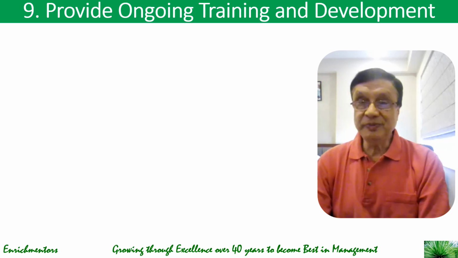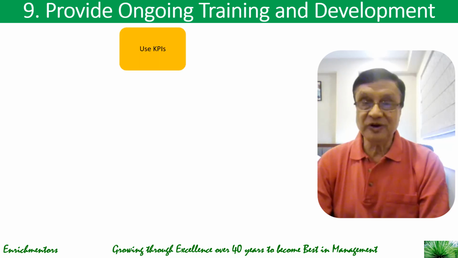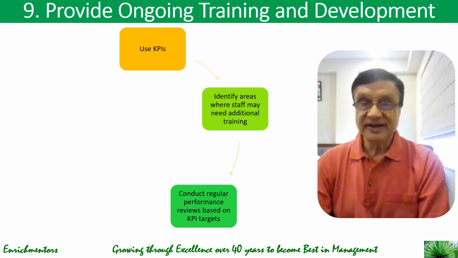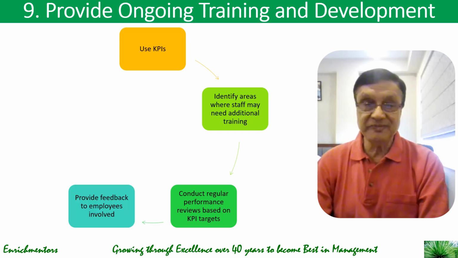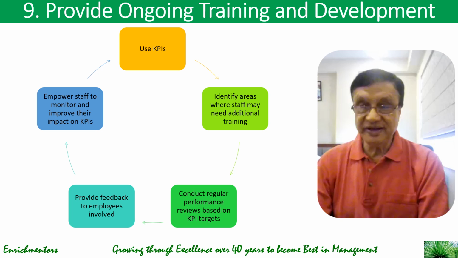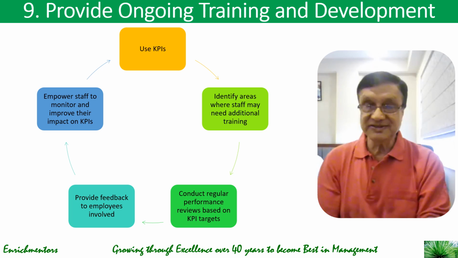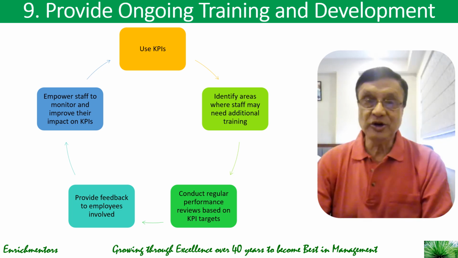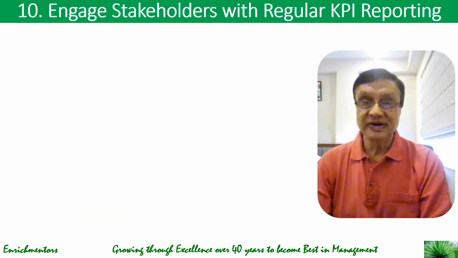Provide ongoing training and improvement. Train staff based on KPI performance. Use KPIs to identify areas where staff may need additional training, such as coding accuracy, etc. Conduct regular performance reviews based on KPI targets and provide feedback to employees in the revenue cycle team, and empower staff to monitor and improve their impact on KPIs. For example, billing staff can be encouraged to reduce AR days by working closely on follow-ups for outstanding patients. So, provide ongoing training and development.